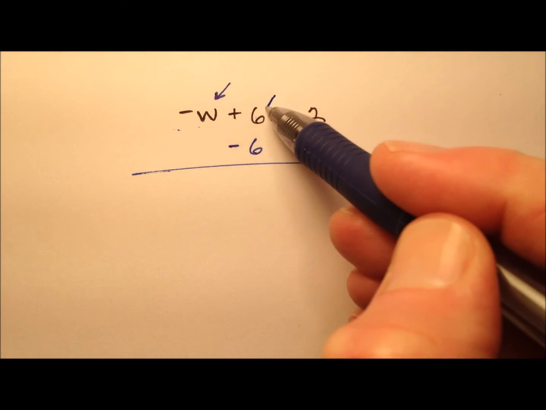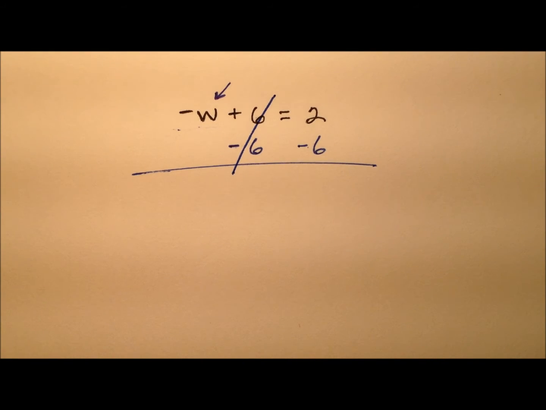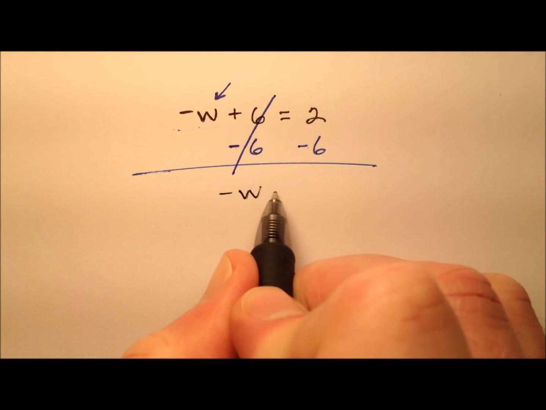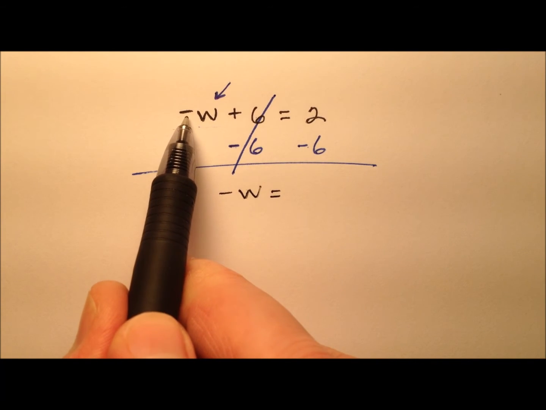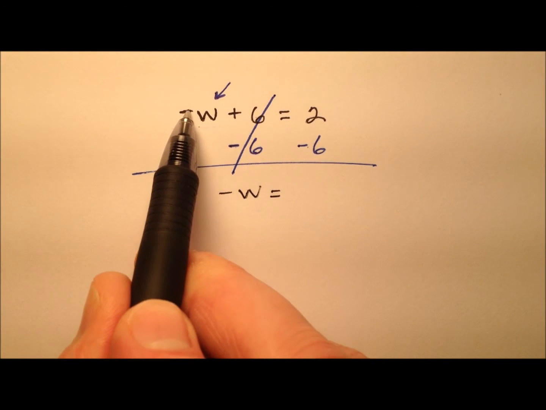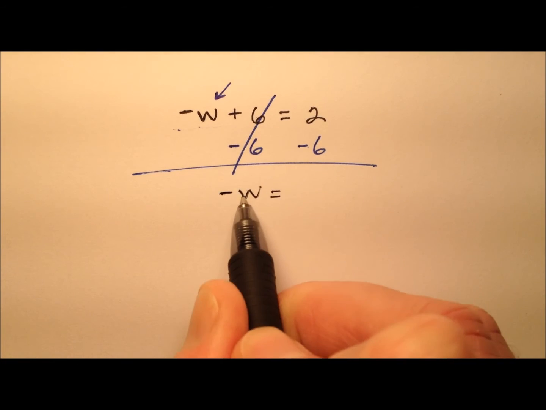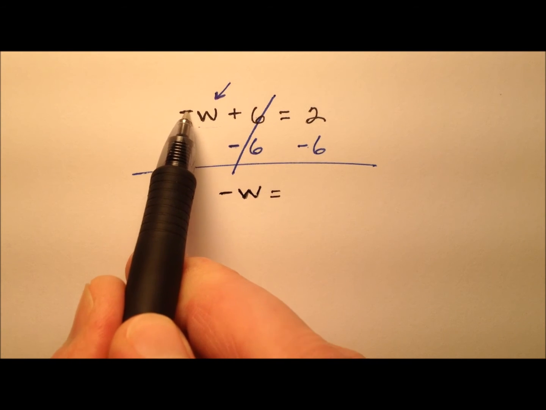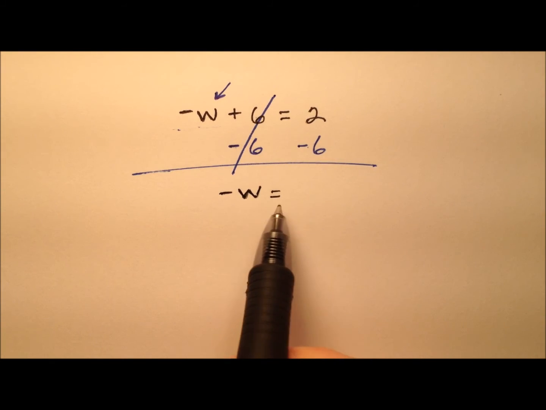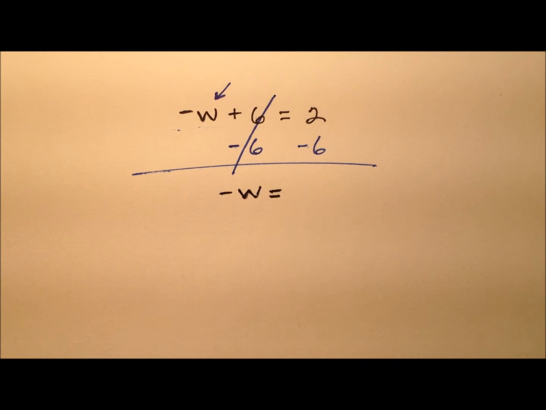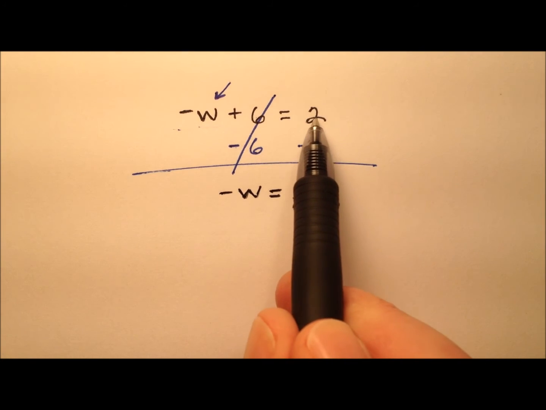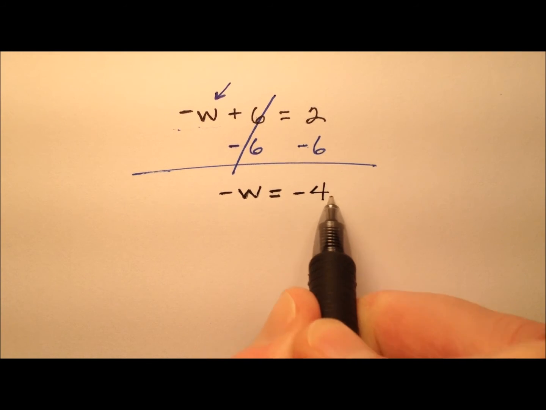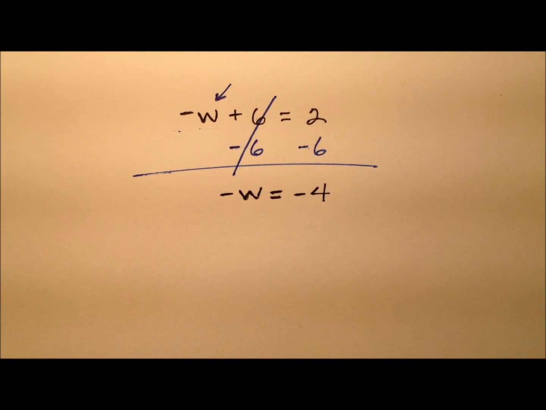All right, so on the left side, those 6's now will cancel. So I have just the negative w equals, and be sure not to drop this negative. Make sure it comes along for the ride because it's very important. That's a common mistake that students make, is they just see a negative here, and when they come down, for some reason it doesn't come along with the w. But make sure it does. Okay, so here the 2 minus the 6 on the right side is going to be a negative 4. Okay, so that's where we are right now.